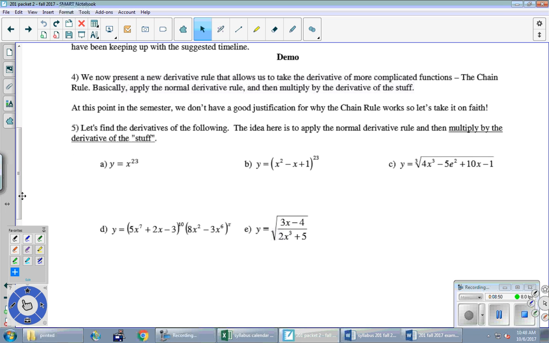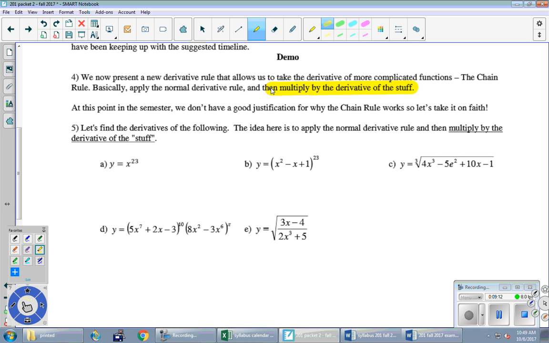We present a new derivative rule that allows us to take the derivative of more complicated functions called the chain rule. Basically, we are going to apply the normal derivative rule and then multiply by the derivative of the stuff. You're going to hear me say this phrase many times over the course of the semester. This is the brand new thing for today: you just do the normal derivative rule, but then multiply by the derivative of the stuff.